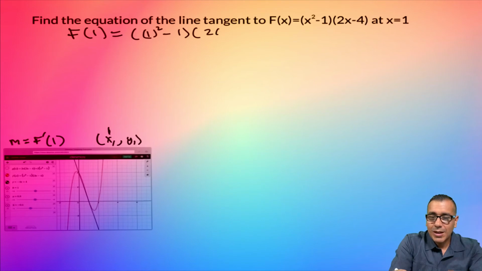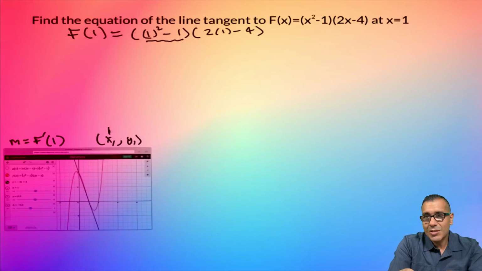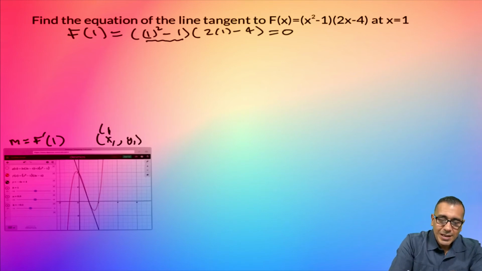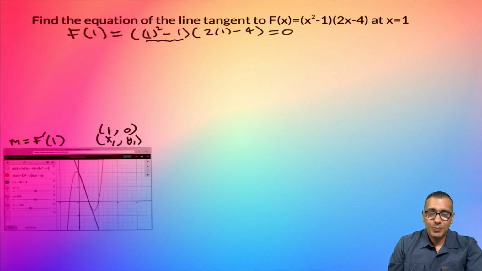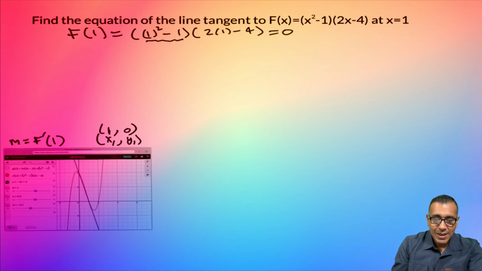And so let me go ahead and plug it in. Oops, we're plugging in 1, we said. So let's plug in 1 and go ahead and take out your calculator. And this is going to give us 0. So 0 times anything is 0. So what we're looking at is the point 1, comma 0. All right, so now we have our point.